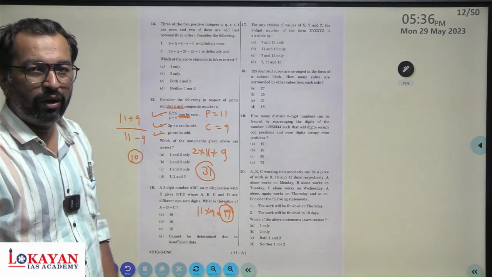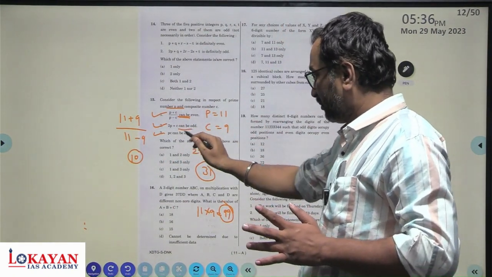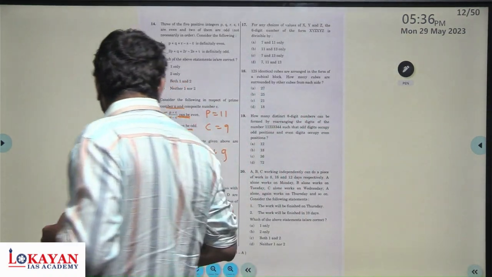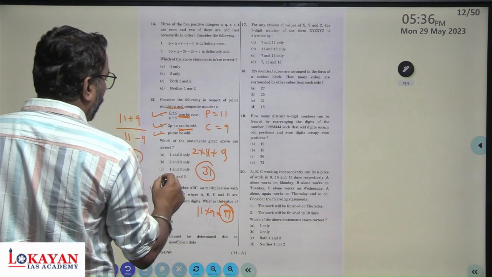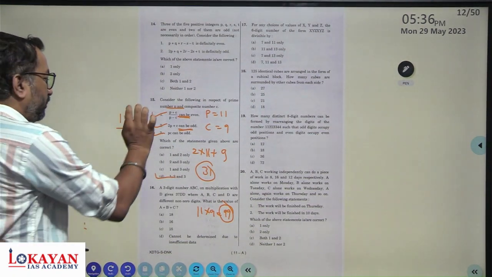You can take any other numbers, any other prime number, any other composite number, and just check whether there is a possibility of this happening. So all 1, 2, 3 statements are correct here.